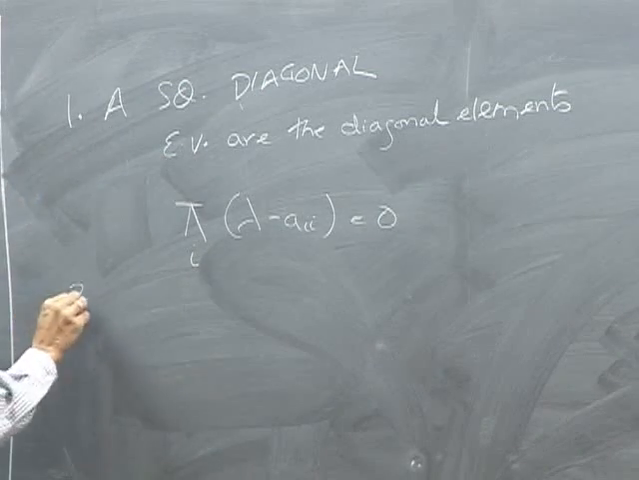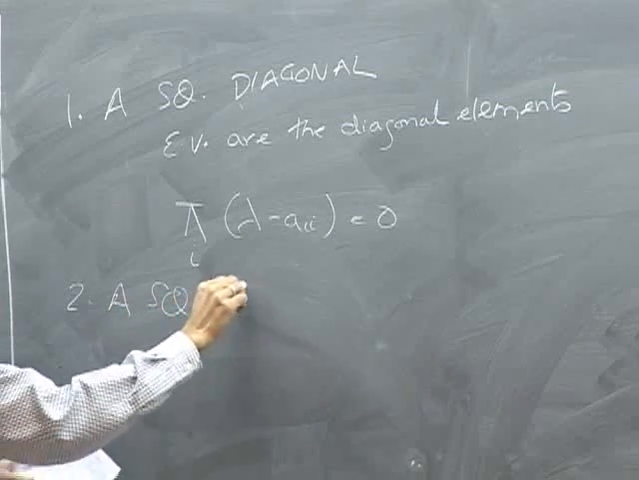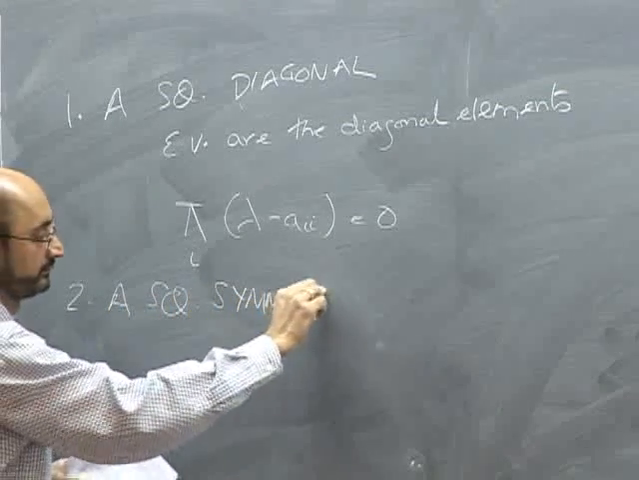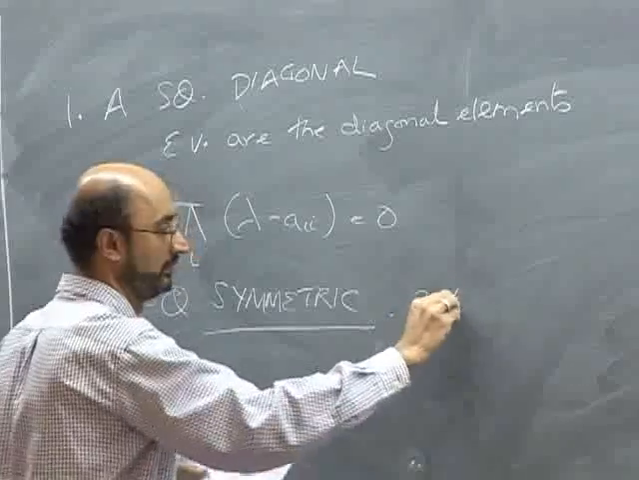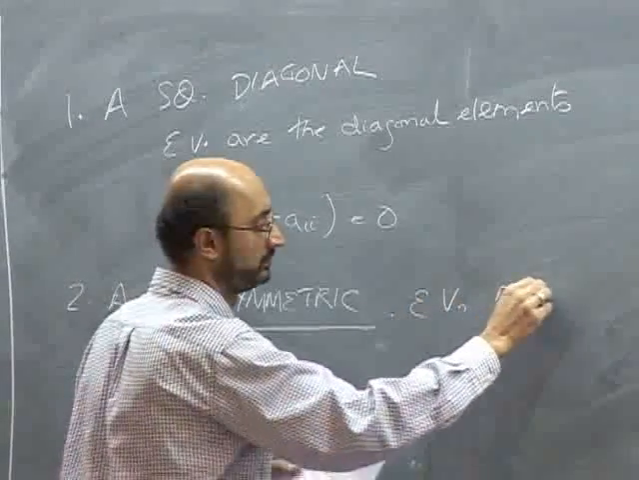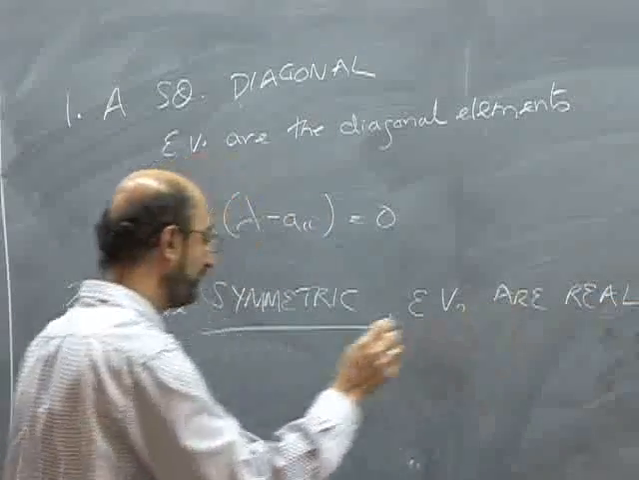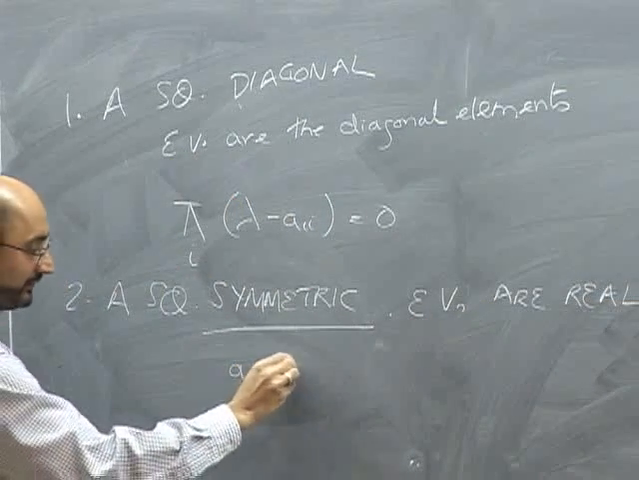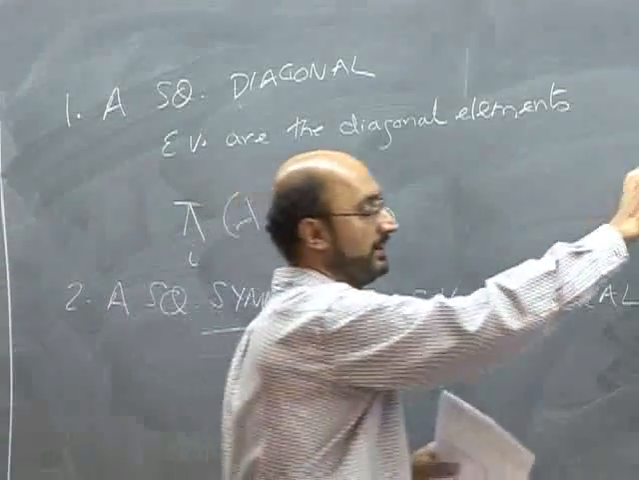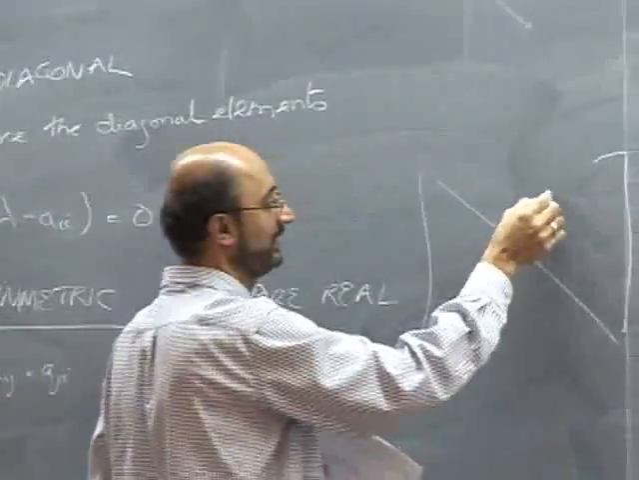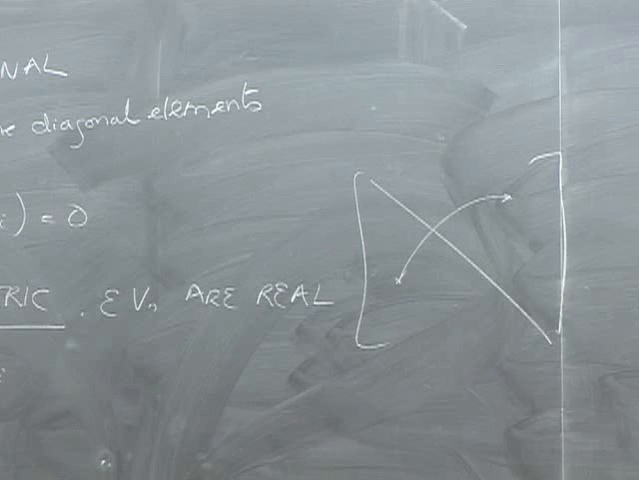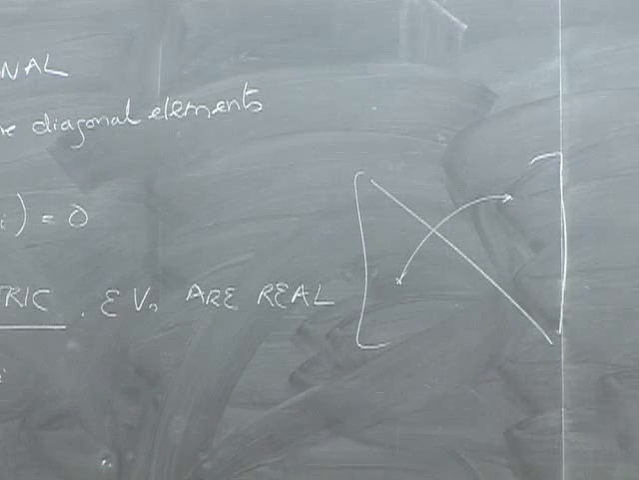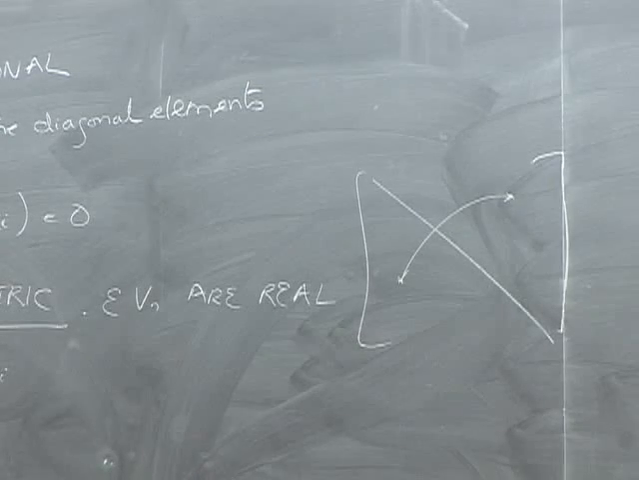The second thing is if A is square and symmetric, I'll explain what that is in just a minute, then its eigenvalues are real. And symmetric just means that any element Aij equals Aji. So we have the diagonal elements and everything is symmetric across the diagonal. So Aij and Aji are the same. And if it's symmetric, then you can show that all the eigenvalues are going to be real. Okay, so that's a good thing to have.